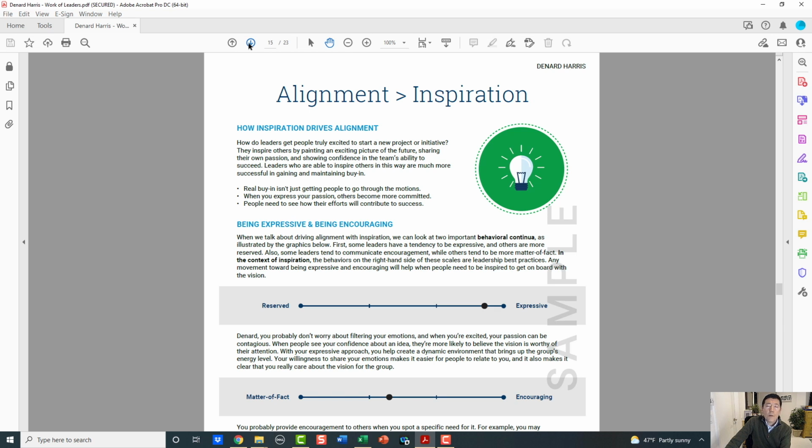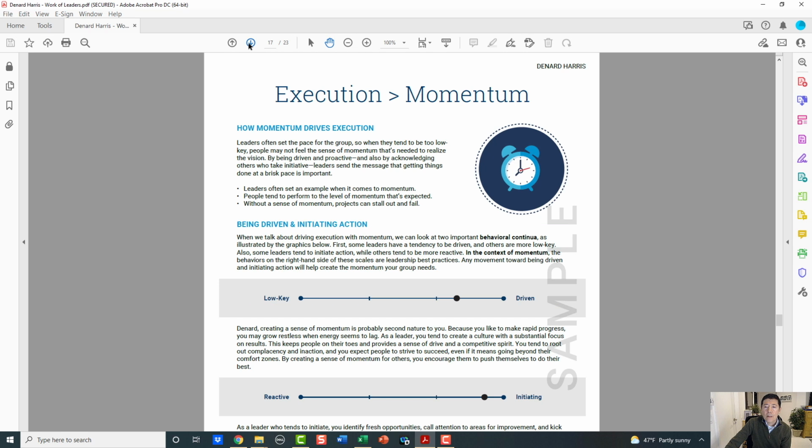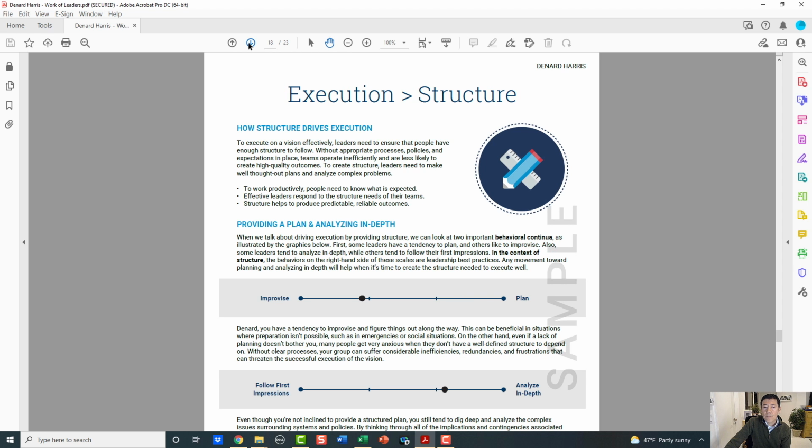And this would be where we rally people around the vision and prepare them for the next competency, which is execution. It's turning the imagined future condition into reality. D types would tend to be strong in the area of execution because they drive for results. So you can see here that this leader is driven, is an initiator, is more likely to improvise versus plan, and more likely to analyze in depth versus follow first impressions.